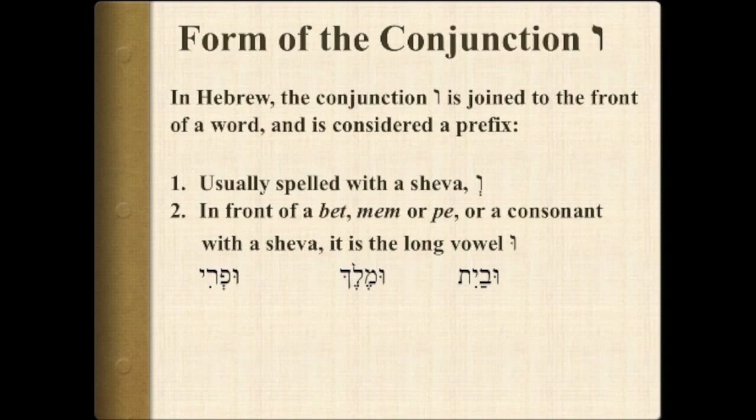In the following examples, we have ufari, umelech, uvayet. The one, ufari, meets two of those conditions. It begins with a pei, and the pei has a shva underneath it. Notice that the u is pretty much pronounced as its own syllable. It's kind of the one exception to all syllables beginning with a consonant.